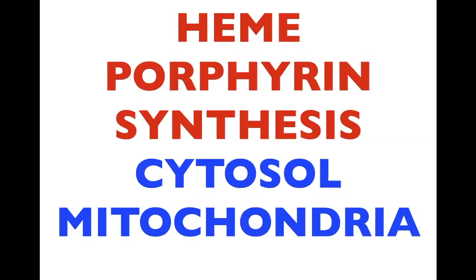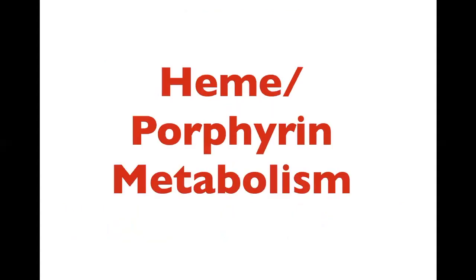Now, let's zoom in to a pathway: your heme and porphyrin synthesis. If you remember in previous videos, we talked about the site of metabolism, and we mentioned that the biochemical pathways that occur in both the cytosol and mitochondria are HUG, H-U-G: heme, urea, and gluconeogenesis. So heme or porphyrin synthesis, where's the site of metabolism? The cytosol and the mitochondria. Okay, so let's zoom into heme or porphyrin synthesis.